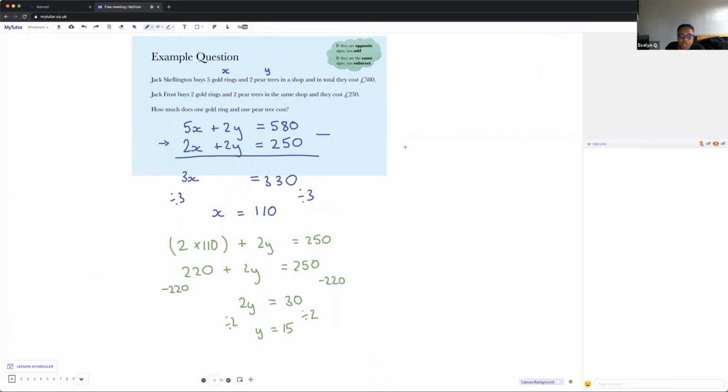We've got x equals 110 and y equals 15. But remember, they're asking how much 1 gold ring and 1 pear tree cost. So a gold ring is £110 and a pear tree is £15. So remember, they're asking how much it costs.